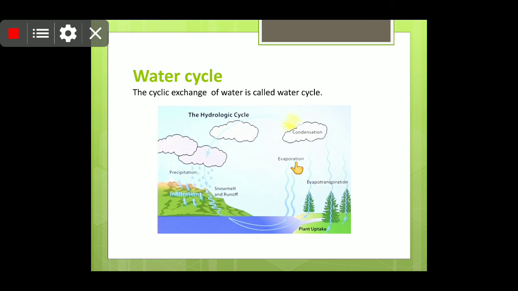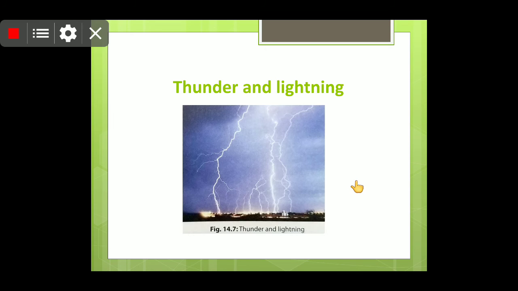Okay children, so again this process will keep on going. So in this way the proper cycle of the water is maintained. So children, have you ever heard a very loud sound and a crashing noise after a flash of lightning? Yes, it is nothing but thunder.